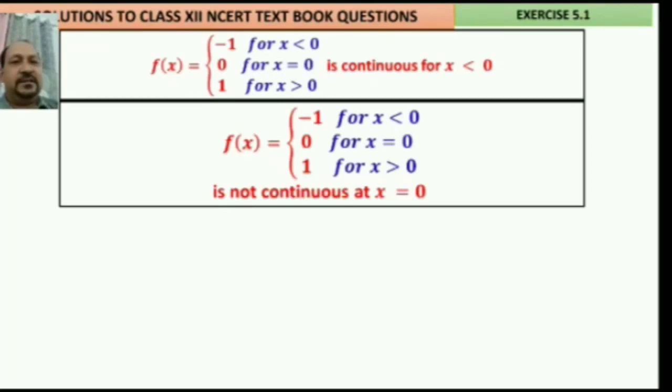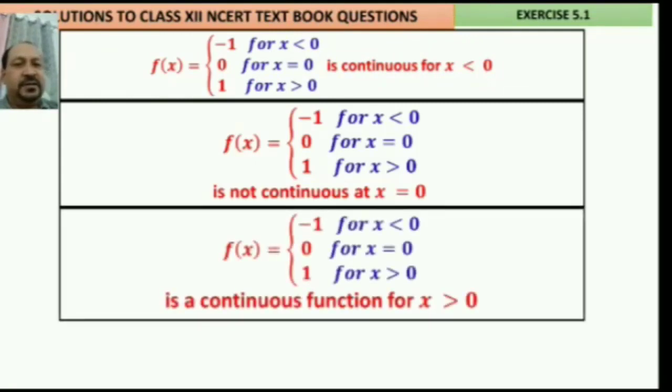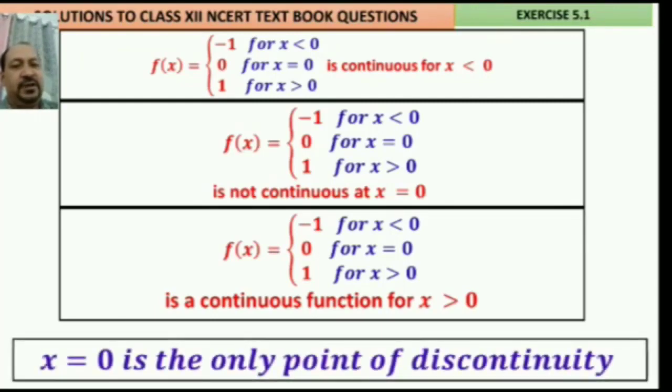Let us summarize all the conditions of continuity. This function is continuous when x is less than 0, is not continuous at x equal to 0, and the function is also continuous when x is greater than 0. x equal to 0 is the only point of discontinuity.